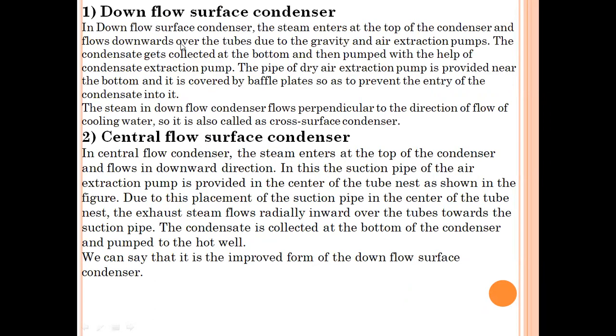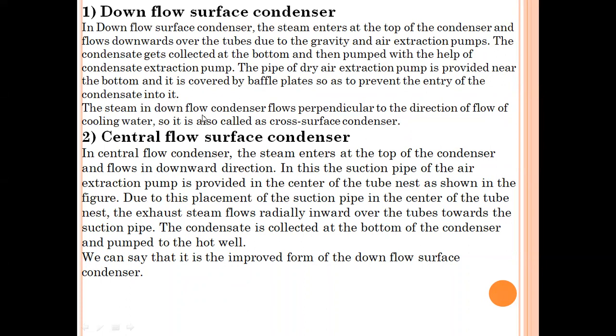In a down flow surface condenser, the steam enters at the top of the condenser and flows downward over the tubes. Due to gravity and the air extraction pump, the condensate gets collected at the bottom and is then pumped with the help of the condensate extraction pump. The pipe of the dry air extraction pump is provided near the bottom and is covered by vapor plates so as to prevent the entry of the condensate into it.